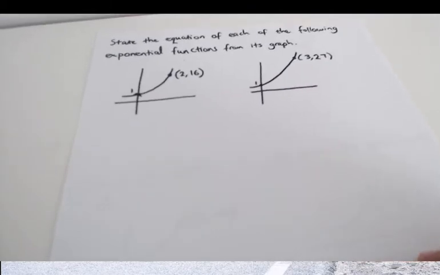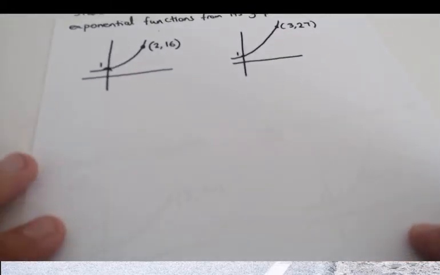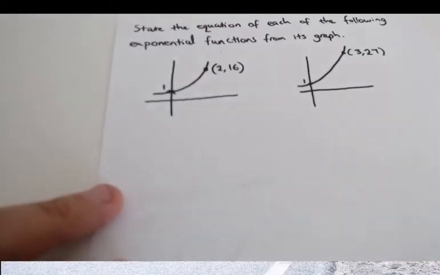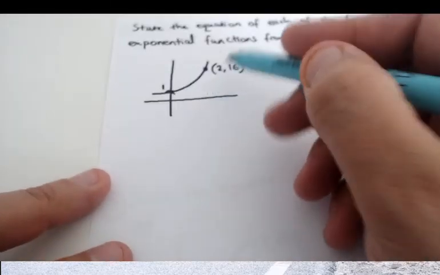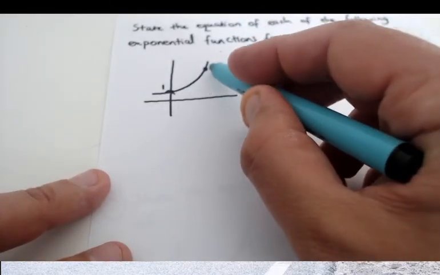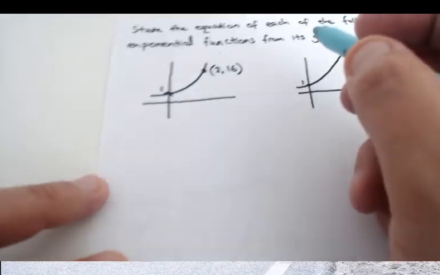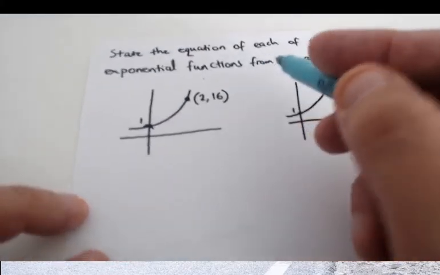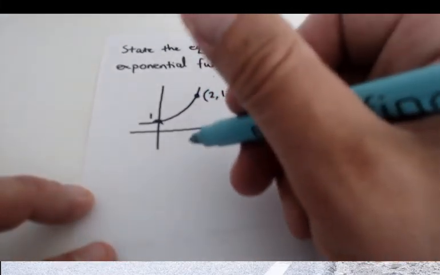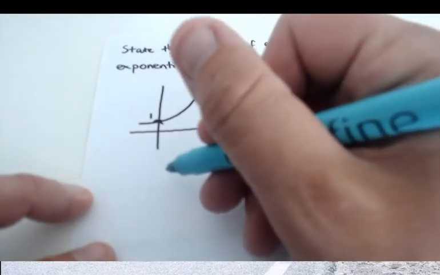The other thing you're going to have to do is, from the graph, work out the equation. So up here I have an exponential function. It's going to go through the point (2, 16). Okay, that's my point.